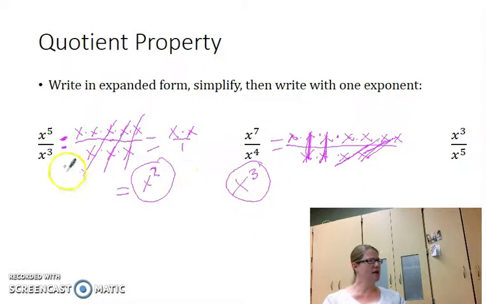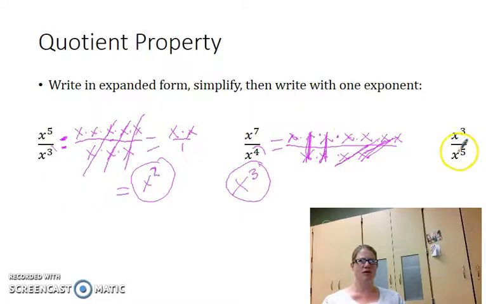Now we're starting to notice here that if I take 5 and I subtract 3, I get 2. If I take 7 and subtract 4, I get 3. So anytime I have a quotient of exponents with the same base, so I have a quotient of x raised to some power divided by x to some power, those will always have some that cancel. And so really, if I just take the top exponent and subtract the bottom exponent, that will give me the exponent for my simplified expression. So x to the 7th over x to the 4th becomes x to the 3rd.